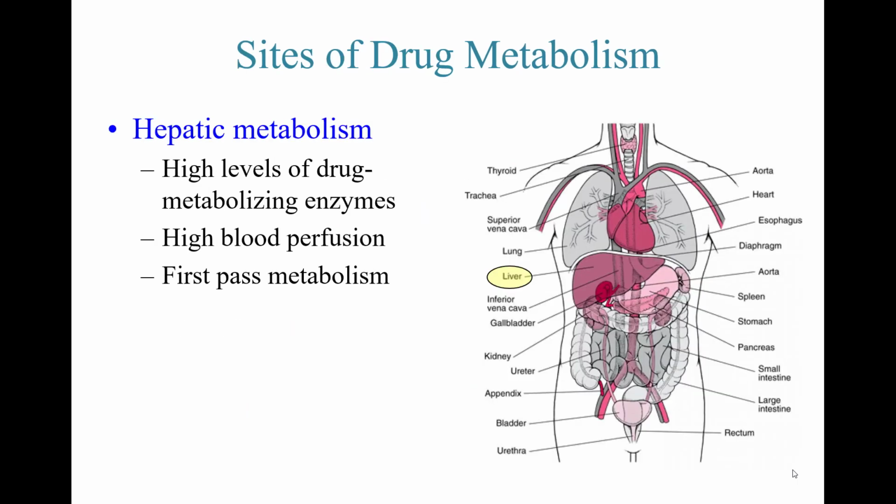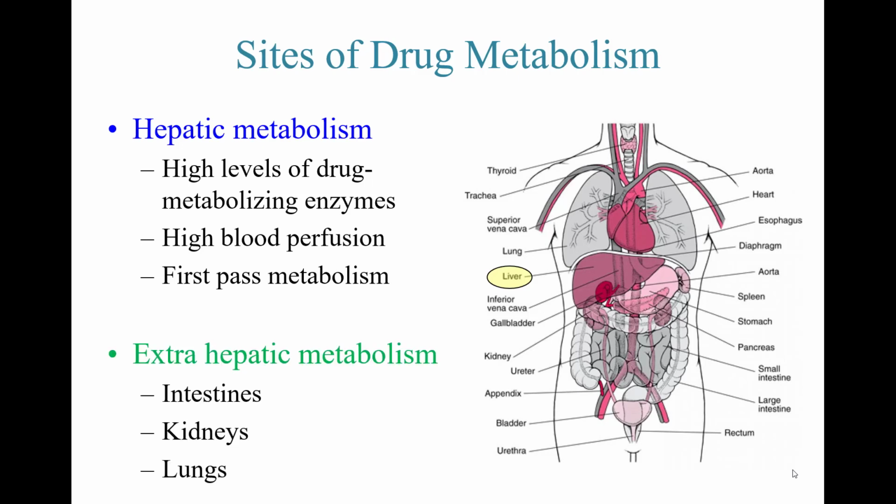The liver has the highest amount of drug metabolizing enzymes and has high blood perfusion rates, so it can quickly metabolize compounds that pass through the liver's blood supply. As we discussed in the absorption video, all content absorbed from the stomach goes directly into the liver through the portal vein, where it undergoes first-pass metabolism. Drug and toxicant metabolism also occurs to a lesser extent in the intestine, kidney, and lungs.